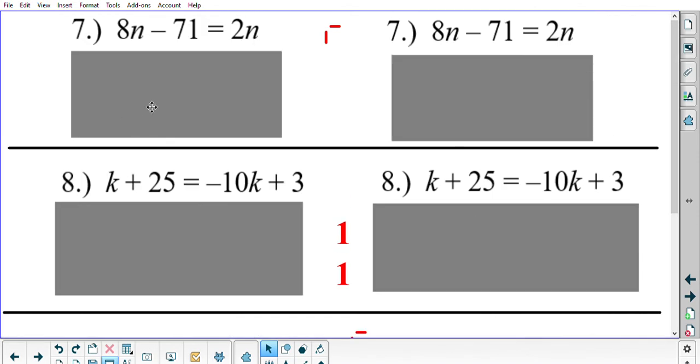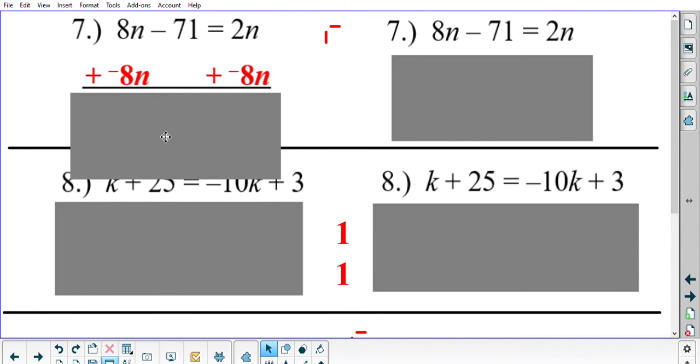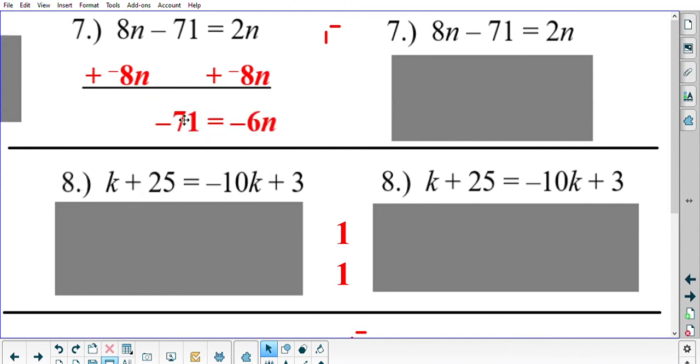There's 2 ways of doing these problems. You only had to do it one way. One of the possible ways in number 7 was adding by negative 8n. If you did that, that would give you negative 71 equals negative 6n. Remember, subtraction is the same as adding the opposite, so that proves to you why that gives you a negative 71, not a positive 71.